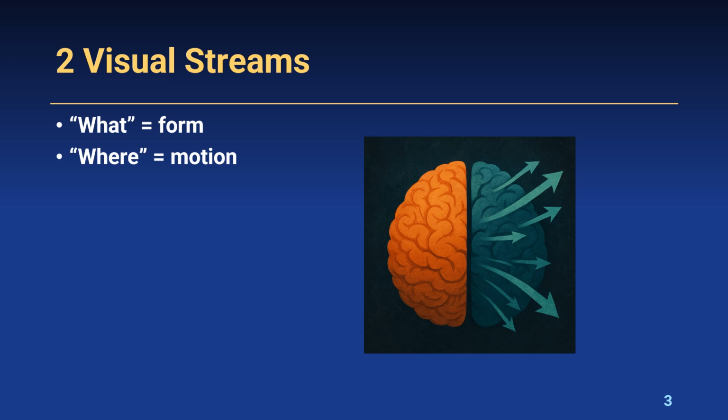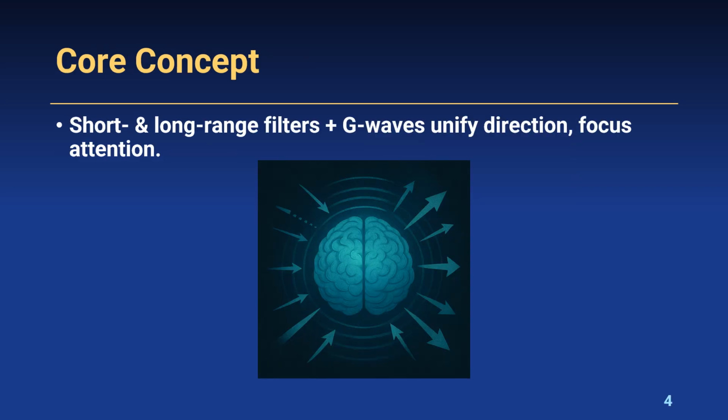The what stream, also called the form pathway, delivers razor-sharp orientation and binocular depth. The where stream, the motion pathway, delivers precise direction and speed. Trying to do both jobs in a single circuit would cancel critical information, so the brain runs two specialized processors side by side. Think dual core vision.